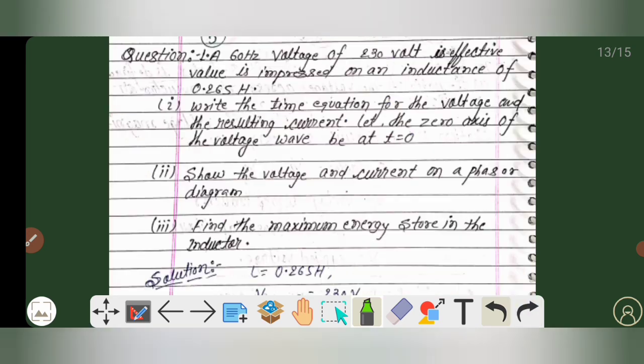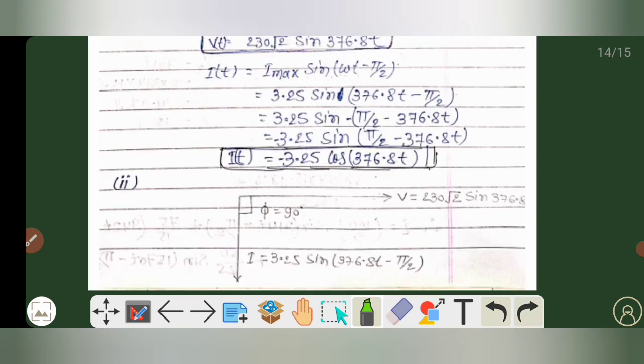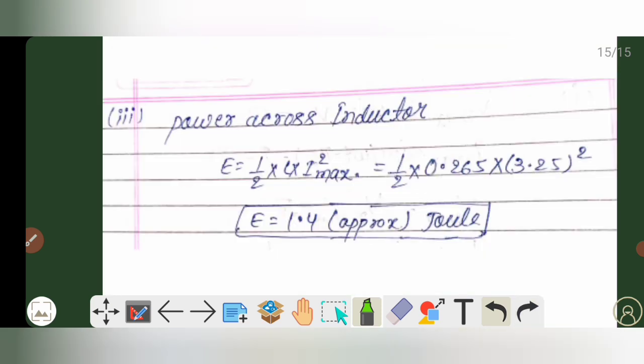So we will move to the next thing, that is, find the maximum energy stored in the inductor. We will calculate the maximum energy, which is equal to half L into I max square. As we put all these values, the value of energy comes out to be 1.4 joule approximately. Now, my dear friends, this was all regarding the series resonance and series RLC circuit.